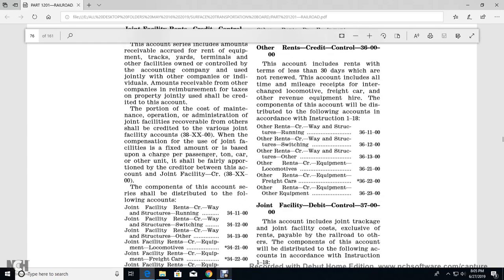Other rents for the way and structure, for the running; other rents for the way and structure, for the switching; other rents for the way and structure, other; other rents for the equipment, the locomotive; other rents for the equipment, freight car; other rents for the equipment, the other equipment. And those were CR.